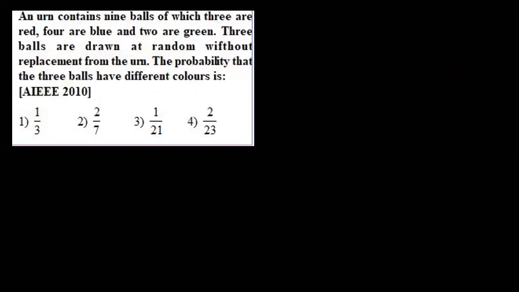This one also, a box contains 9 balls. This is also a DPP question, dear students. Revise via YouTube, or when I'm sharing the files, you can revise. Three balls are drawn at random without replacement from the urn. The probability that the 3 balls have different colors is dash.